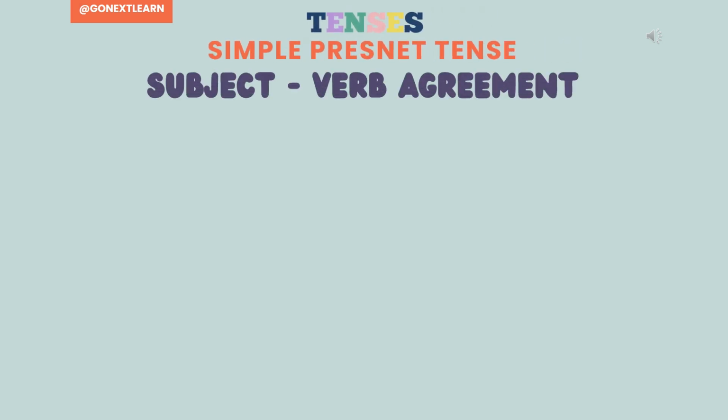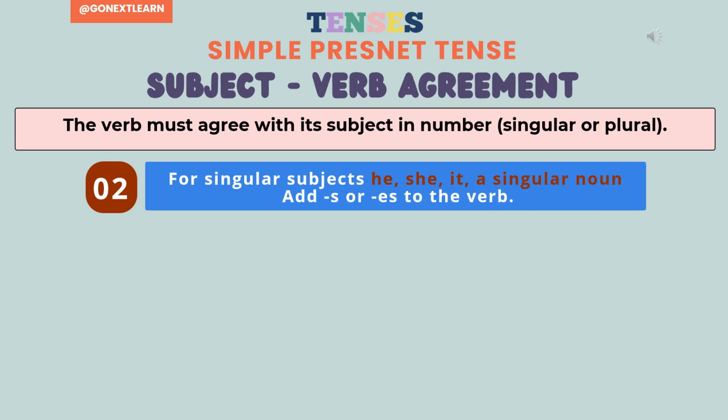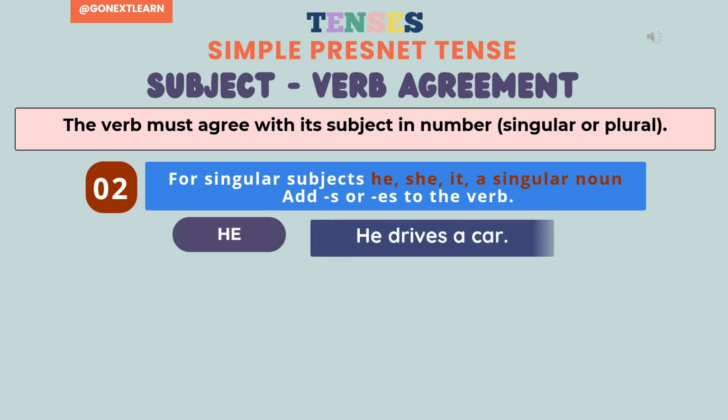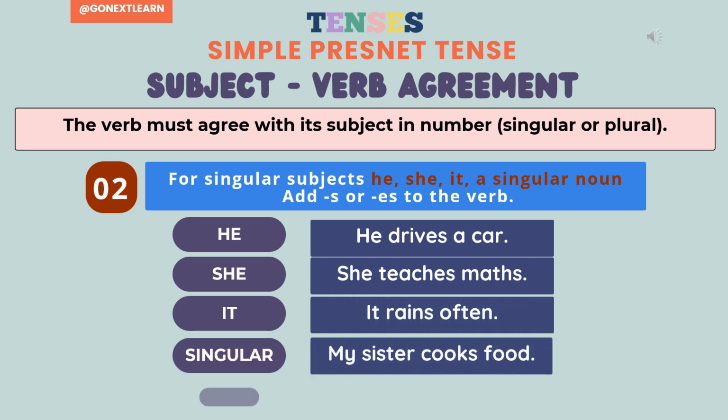This is where mistakes often happen. For singular subjects, he, she, it, or a singular noun, we must add s or es to the base verb. He drives a car. She teaches maths. It rains often. My sister cooks food.